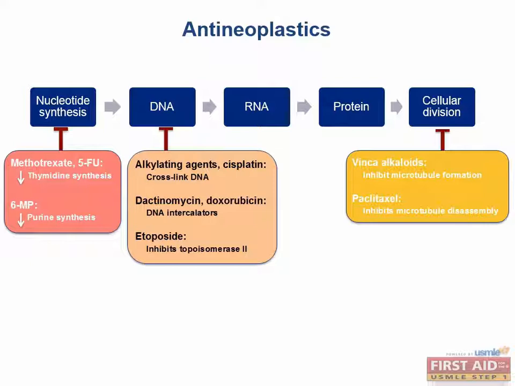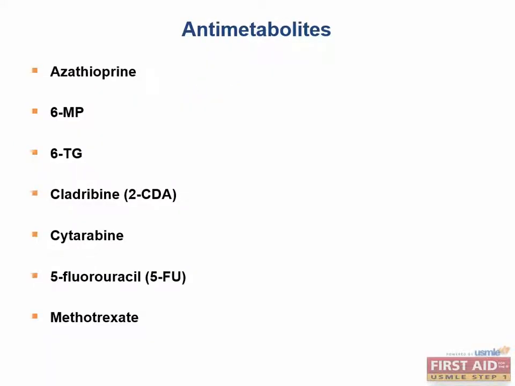A different way to organize these cancer drugs is by their target, specifically nucleotide synthesis, DNA, or cellular division. This is another good organization scheme to consider once we go through the mechanisms of actions in detail. Antimetabolites work by inhibiting the synthesis of nucleotides. Without nucleotides to support DNA replication, cancer cells are less able to divide.